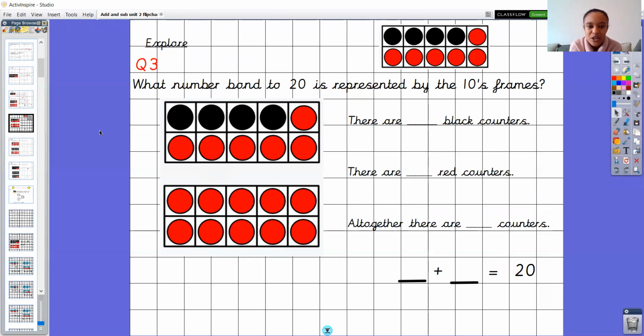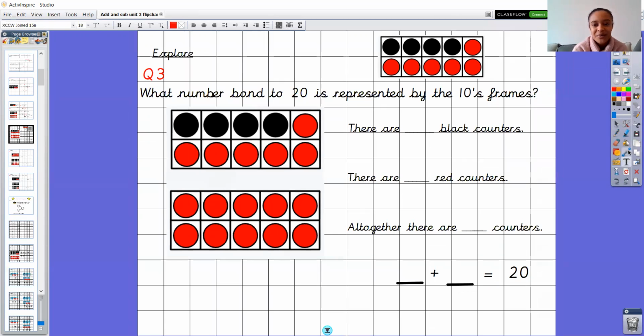Question 3. So now we're just thinking about this number bond to 20, but there's also the number bond to 10 up here that might help you. Okay, so again, there are 3 stem sentences and a number sentence. This is question number 3. So again, also grown up to help you write down the stem sentences and you can fill in the missing numbers. There are something black counters, there are something red counters, all together there are something counters. Something add something equals 20. Okay, so pause the video and have a go at question number 3.